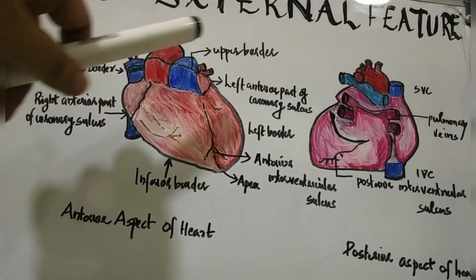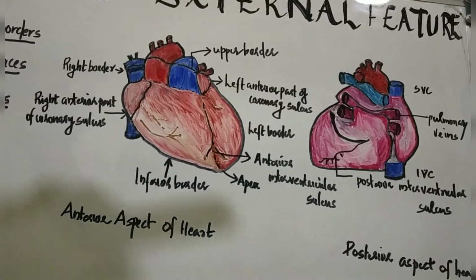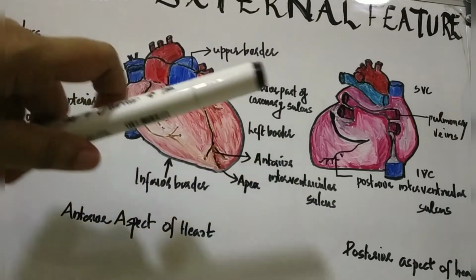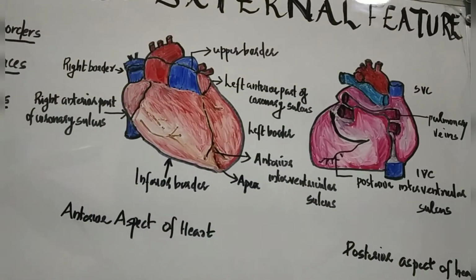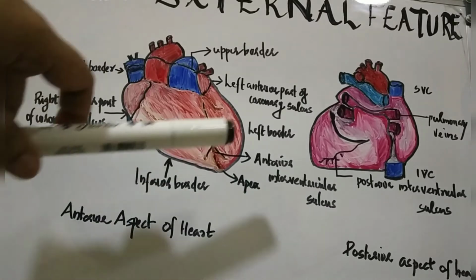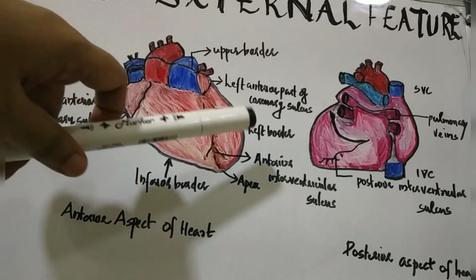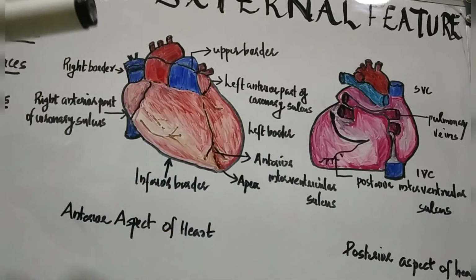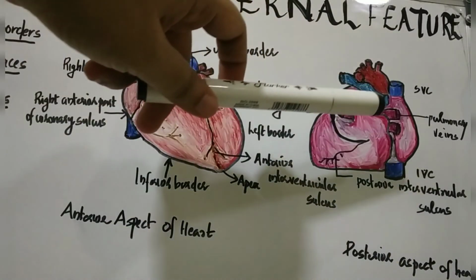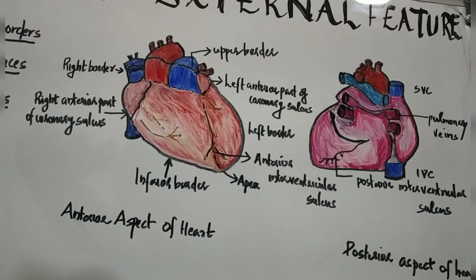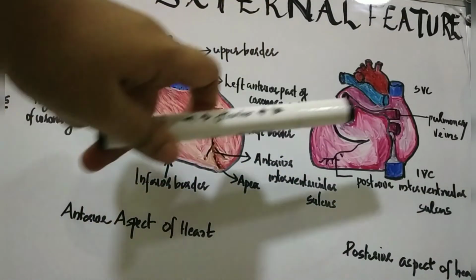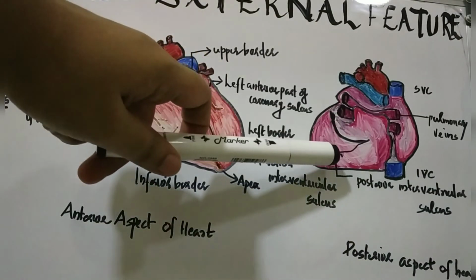Now we will discuss the interventricular sulcus, which separates the right and the left ventricle. It has an anterior part and also a posterior part. The anterior part is towards the left border, and at the apex it separates the left border from the inferior border. The posterior interventricular sulcus is seen in the inferior border. The anterior and the posterior interventricular sulci meet at the apex.